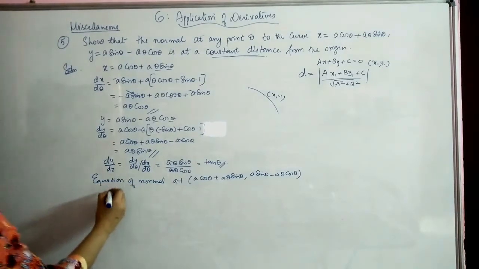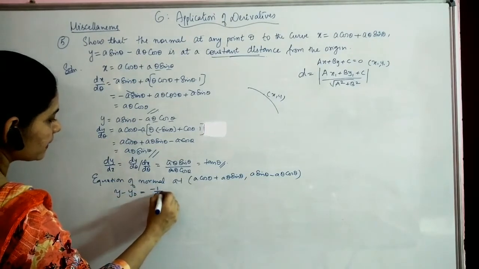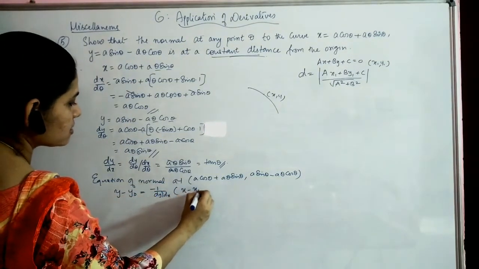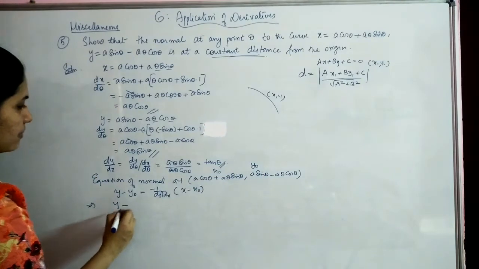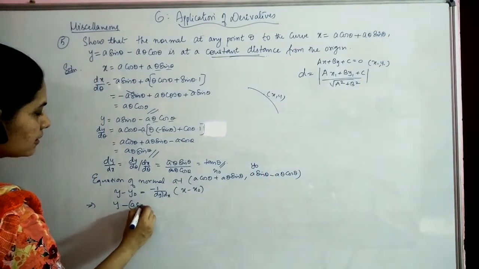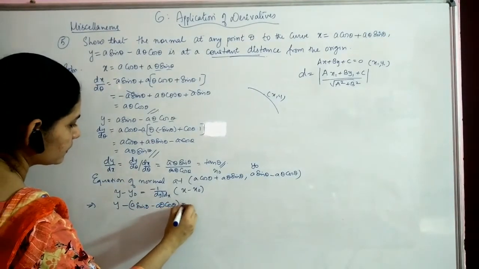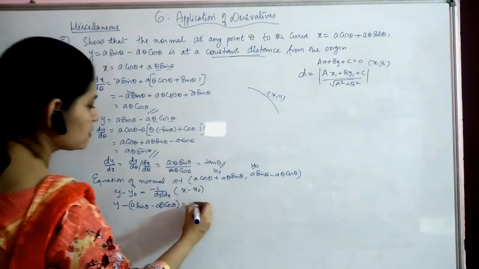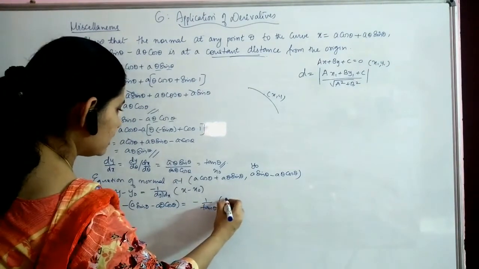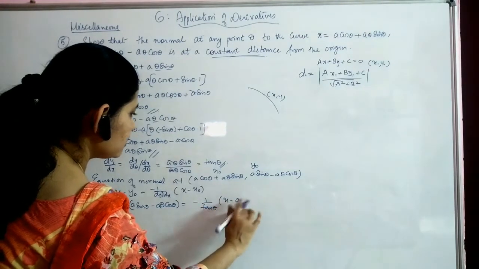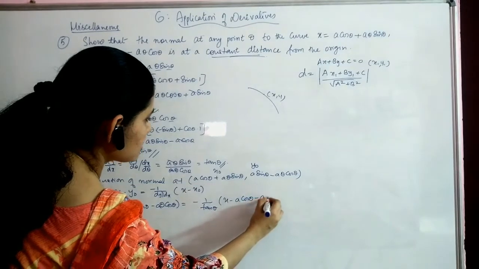Now replace the values. So you will get y minus y naught is equal to minus 1 by dy by dx, that is slope of normal, into x minus x naught. This is your x naught, y naught. So you will get y minus y naught, a sin theta minus a theta cos theta, is equal to, what you have got, minus 1 by tan theta. So this I will change in terms of cos and sin. So that I will get x minus x naught, a cos theta plus a theta sin theta.